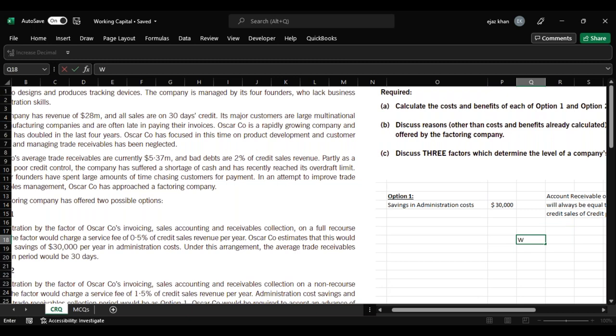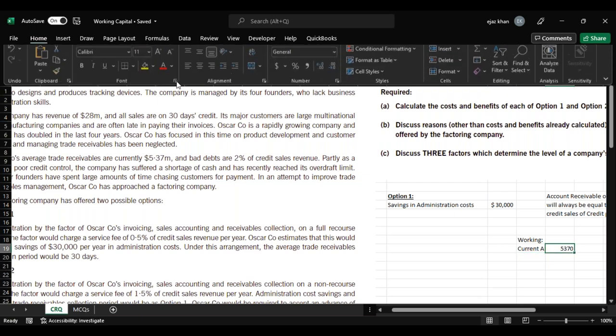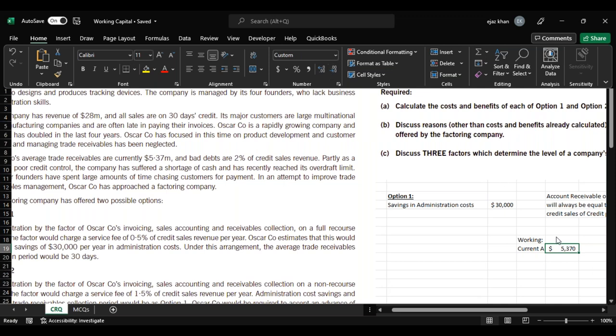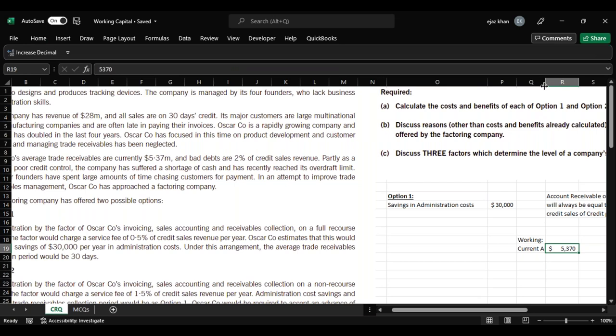So let me go to the working section. Current account receivable is 5,370,000. And that's in thousands. That's current account receivable and it's in thousands. So after factoring, it will make sure that the customers pay within 30 days, right?